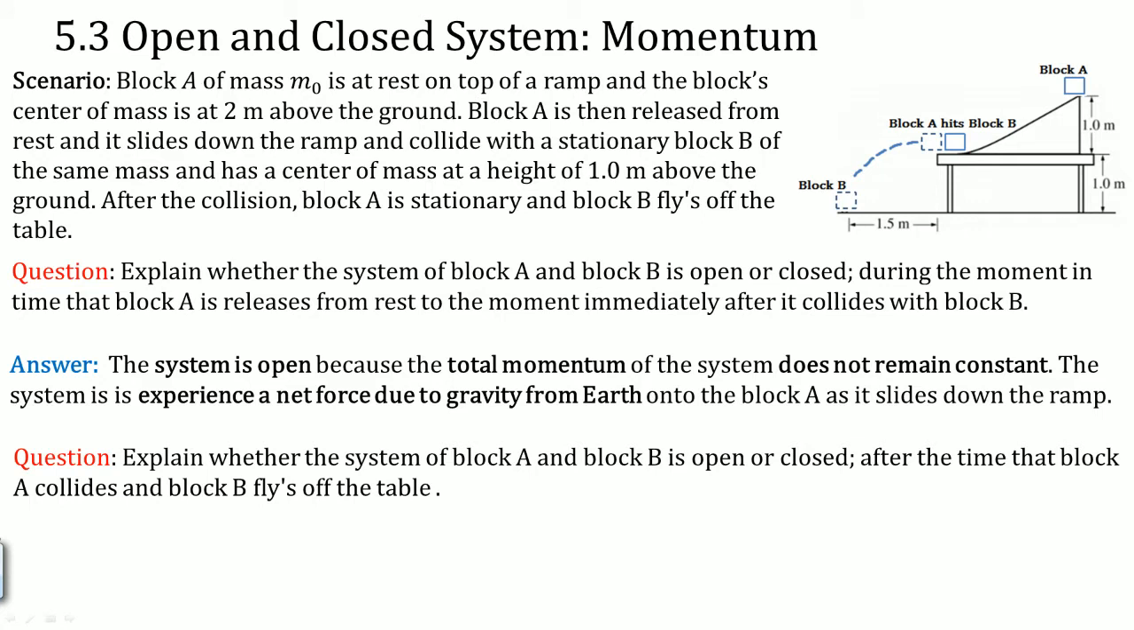Answer. The system is actually open because the total momentum of the system does not remain constant. When block A slides down and hits block B, the system is experiencing a net force due to gravity from the Earth onto block A as it slides down the ramp. So that mgh is converted to 1/2 mv squared as it slides down. That is due to the force of gravity, so the force of gravity is doing work on this block. Hence why the system is open, because they did not consider Earth here.